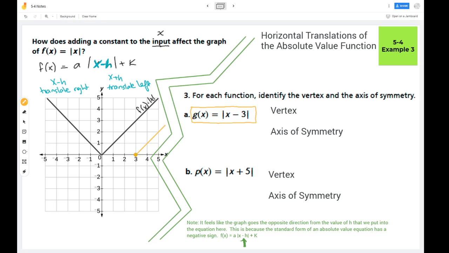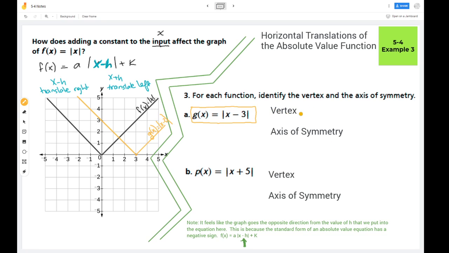Now you could create a table of values to check this. Like if I plug in the number 3 here, 3 minus 3 is 0, and so that's where this is. Or if I plug in a 4, 4 minus 3 is 1. You could plug in a table of values if you're ever not sure. But see how the absolute value has shifted now to the right? And so I'm going to go ahead and label this, g of x is the absolute value of x minus 3.